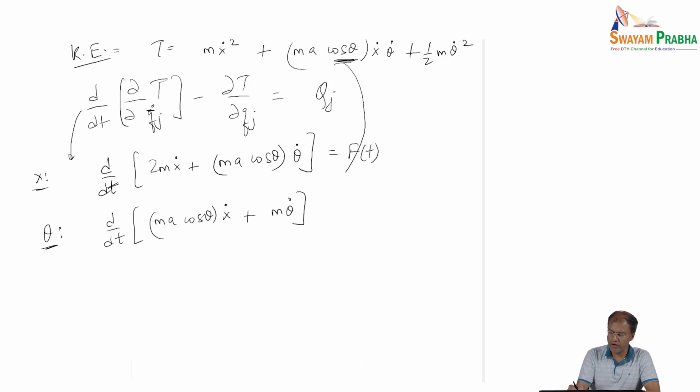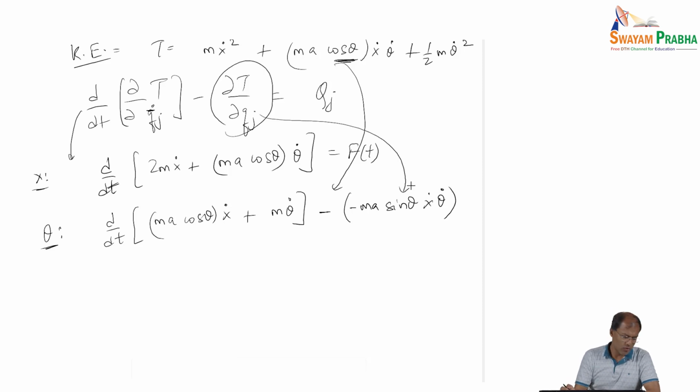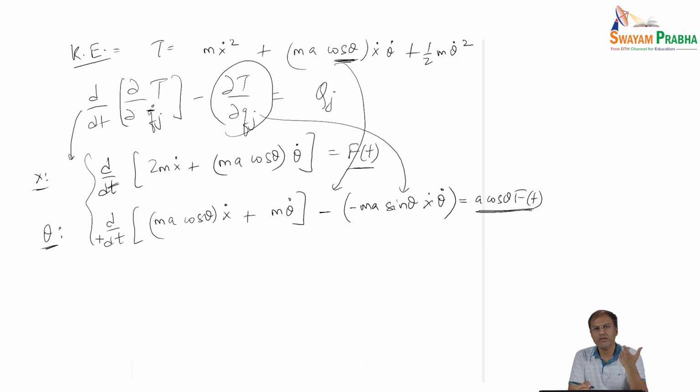So for the theta coordinate, this is going to bring us minus m a sine theta times x dot theta dot. So that is my derivative here. Okay, and then on the right hand side we see Q2 will be a cos theta times F of t. How did we get the right hand side? We plug in all the formulas that we wrote down in the previous slide for Q1 and Q2, and now we have two equations, and these are my Lagrange equations of motion. So this is for a standard system which is non-conservative.